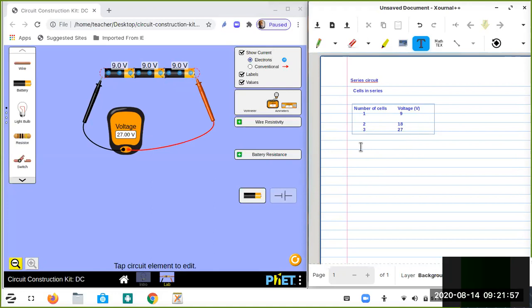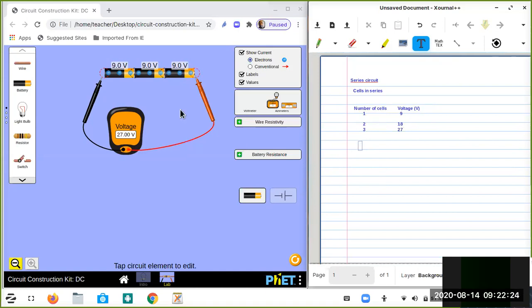So what is happening onto the voltage when we connect more cells in series, right? Now we can see here that the more the cells that we connect in series, the higher the voltage. The more the cells that we connect, it means the higher the voltage. That's what it means, according to what we are seeing here, right?